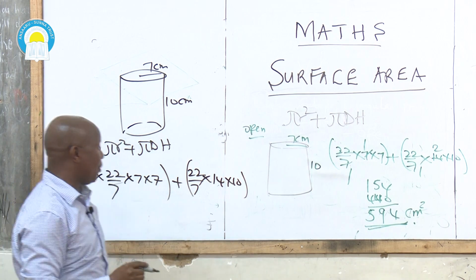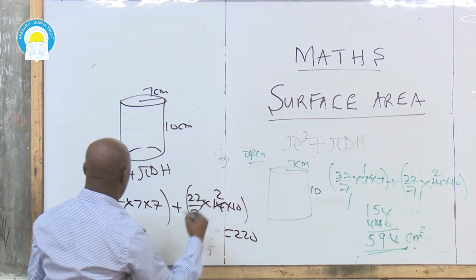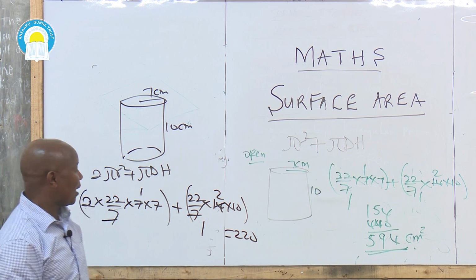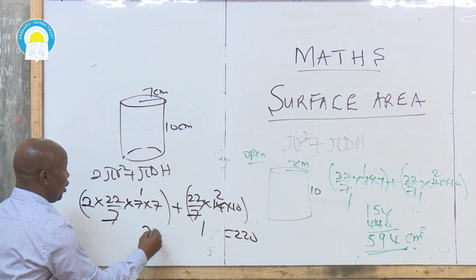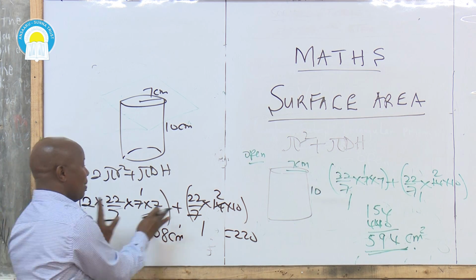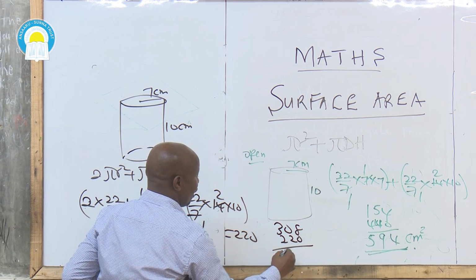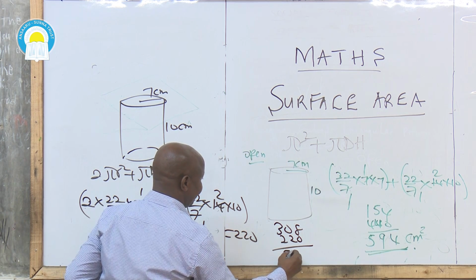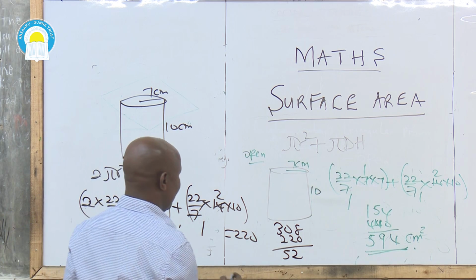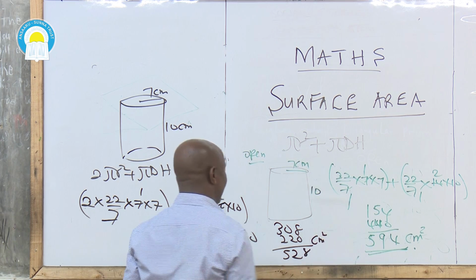So simplify where possible. We have 7 into 7, 1; 7 into 14, 2. Here we have 220, and here we have 7 into 7, 1; 7 into 7, 1. 2 times 22 is 44. Multiply times 7, you get 308 centimeters. So you just add this plus this, which is 308, you add to 220, you get 528 centimeters. 528 centimeters. Then you get the answer.